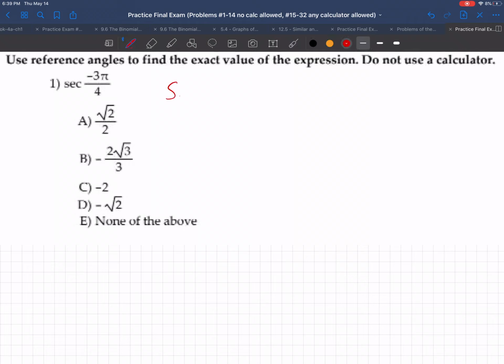Well, secant is the upside down of cosine, isn't it? It's the upside down of cosine. So, if we can find the cosine... Let me back up. The secant of negative 3 pi over 4 is going to be 1 over the cosine of negative 3 pi over 4.